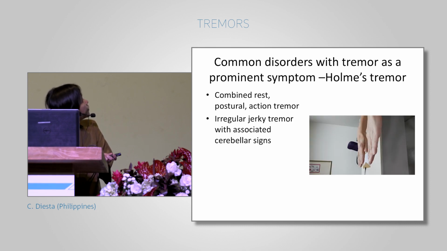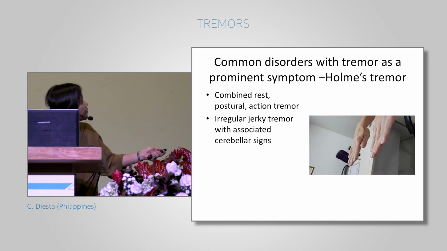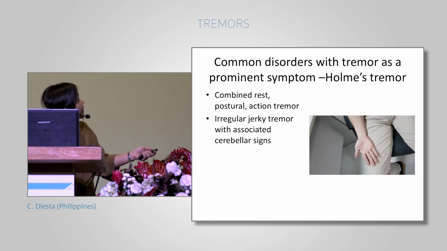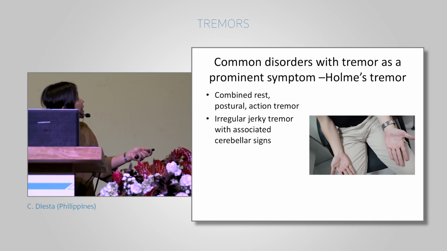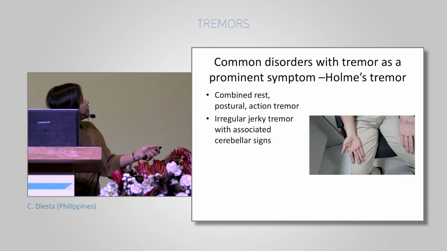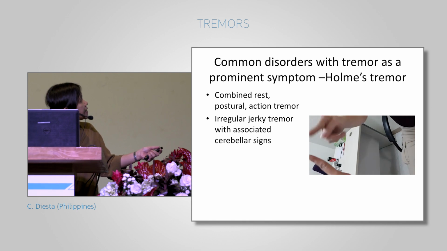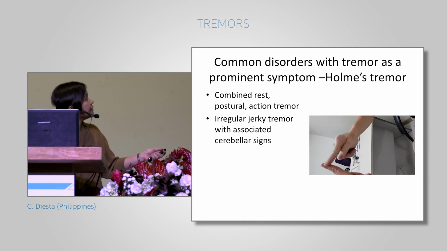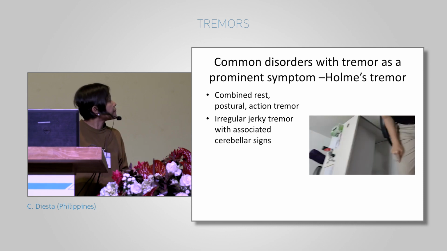Okay, so for the Holmes tremor, which is in fact a cerebellar tremor. So this is a combined rest, postural, and action tremor. Notice in this video that there is some irregularity to that. It sort of is jerky, and in fact has other signs of the cerebellum being involved. And in this case, the finger to nose testing in fact showed some dysmetria, as seen here on the right side. This patient has CP angle mass, which was excised, but unfortunately, in the process, had cerebellar stroke on the right side.